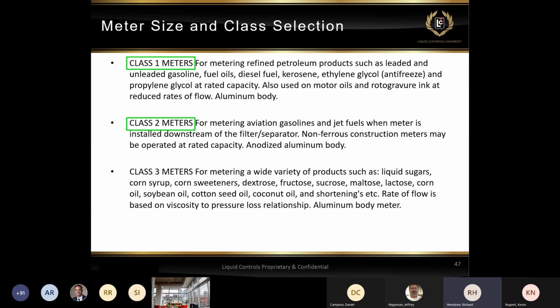Class 2 meter for metering aviation gasolines and jet fuels when the meter is installed downstream of the filter separator. Non-ferrous construction, meters may be operated at rated capacity, and this is also an anodized aluminum body.